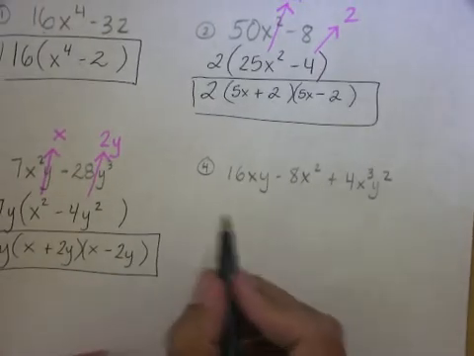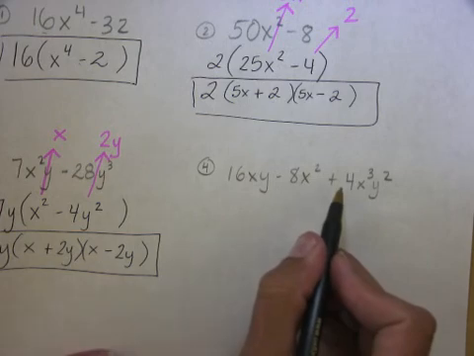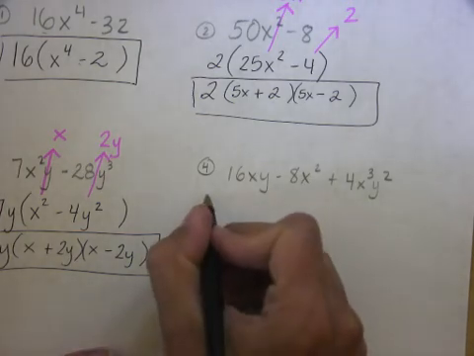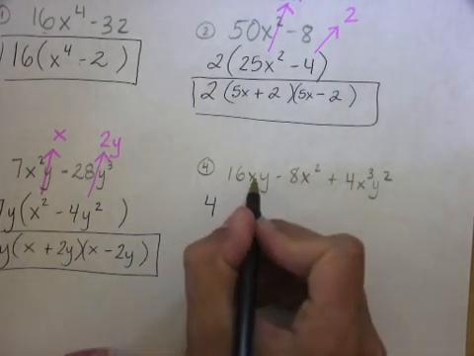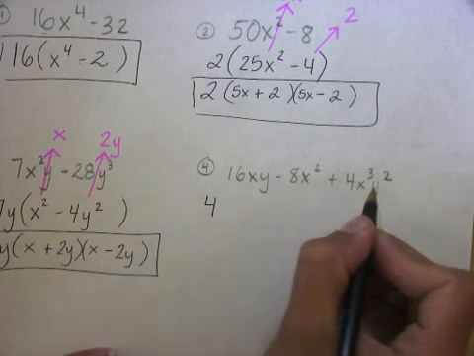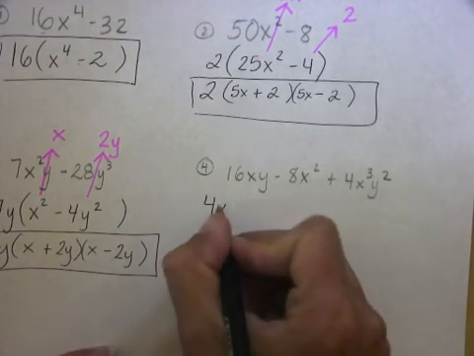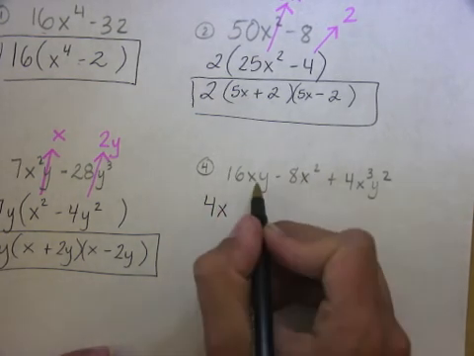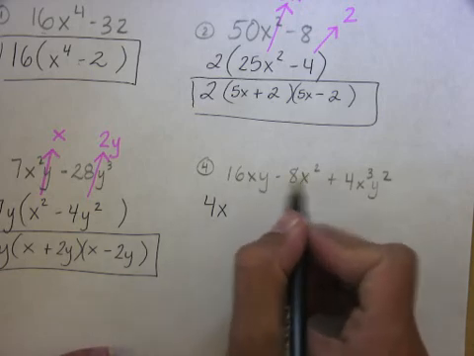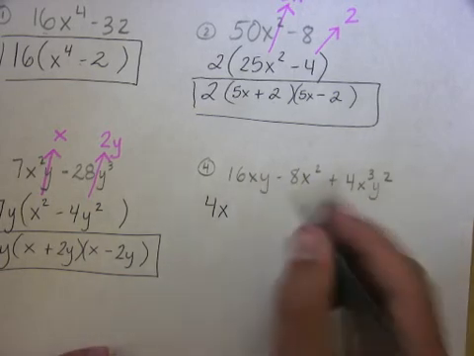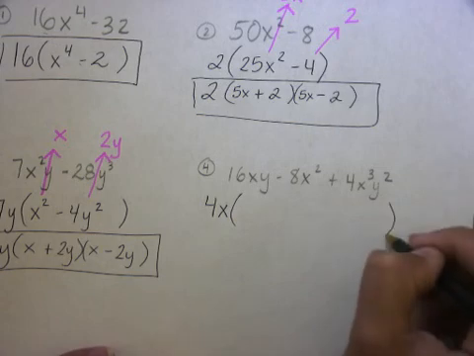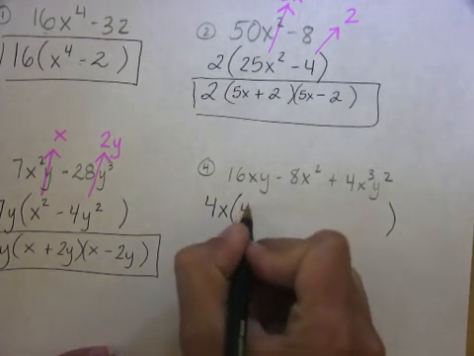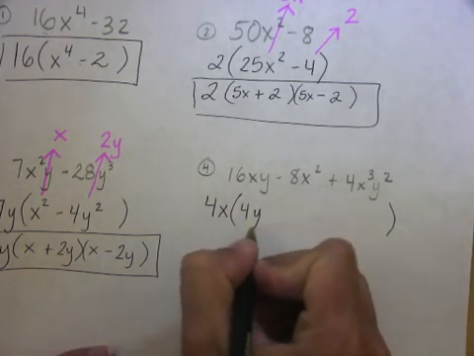Last example, a big one. We have three terms, 16, 8, and 4. Common factor of 4 we can take out. This one has an x, this one has two x's, this one has 3, so they can each contribute one x. And y, this one has a y, this one doesn't, so there's no point in looking because they all have to be able to contribute the same thing. So 4 times 4 is 16, the x is already there, the y is missing.